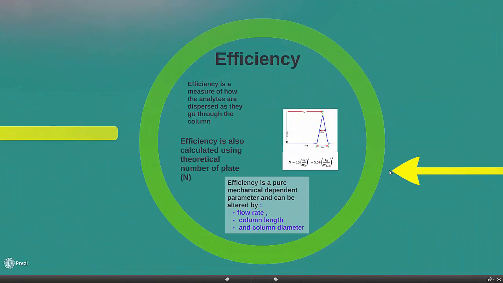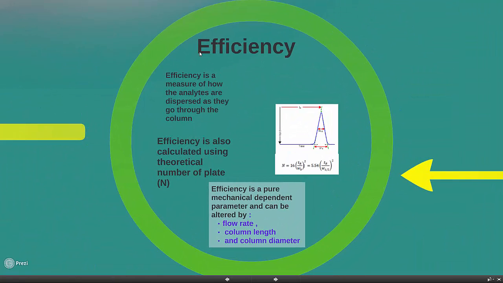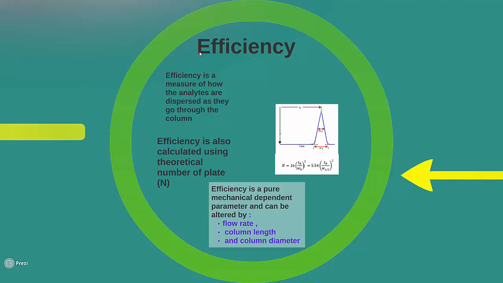Now let's just look at efficiency. Efficiency actually measures how the analyte is dispersed through the column.